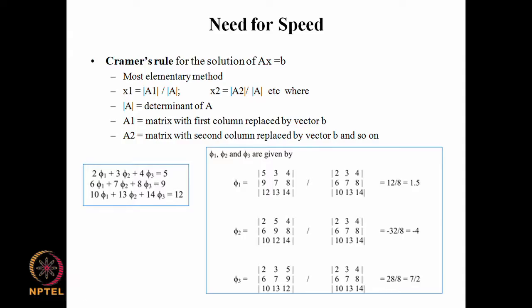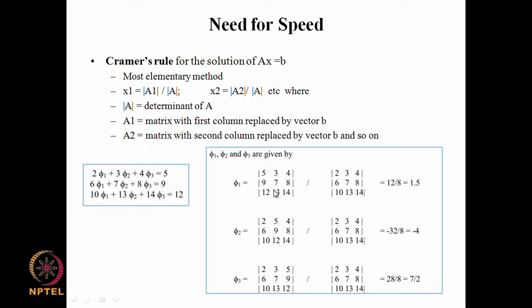So this equation, as per the Cramer's rule, phi 1 is given by, now the coefficient matrix is 2, 3, 4, 6, 7, 8, 10, 13, 14, and out of that, for the phi 1 we replace the first column with the right hand side column 5, 9, 12. So we have 5, 9, 12, and then 3, 4, 7, 8, 13, 14. So the determinant of this divided by the determinant of the coefficient matrix, which is 2, 3, 4, 6, 7, 8, 10, 13, 14.